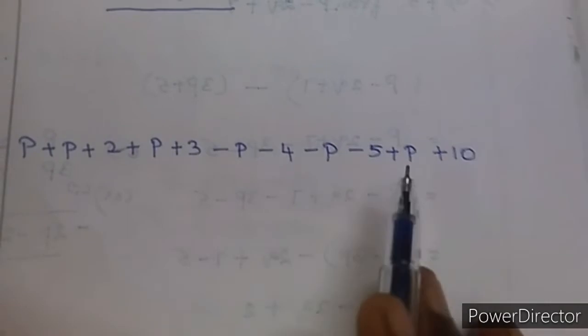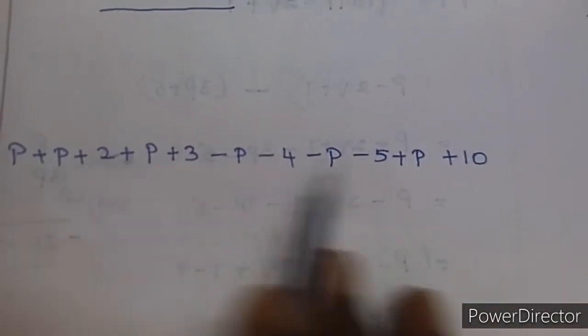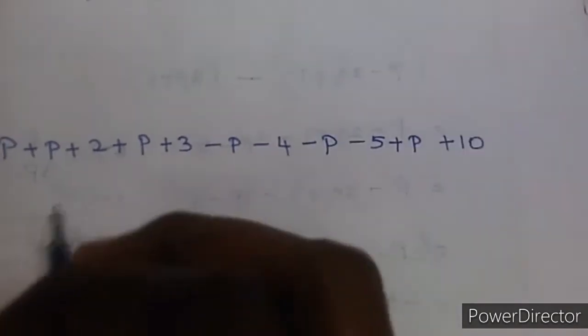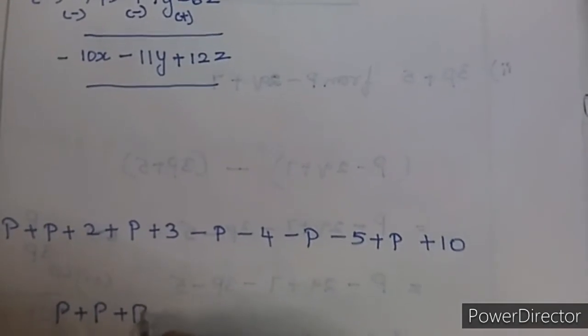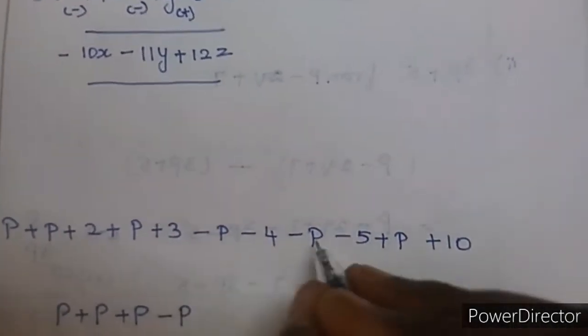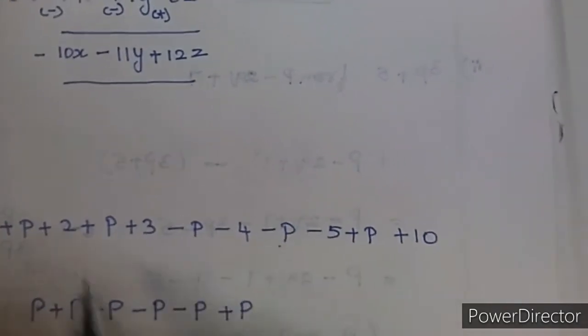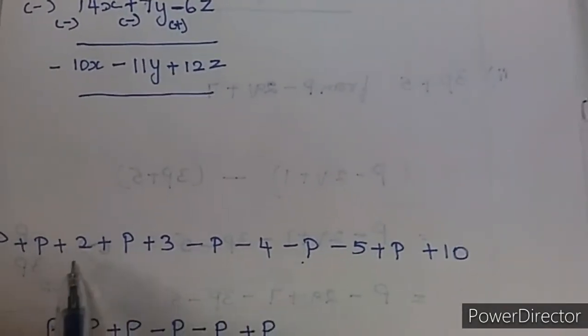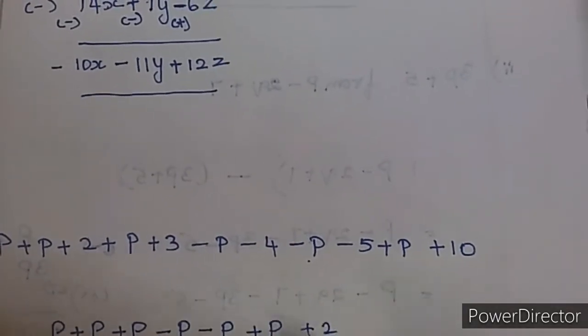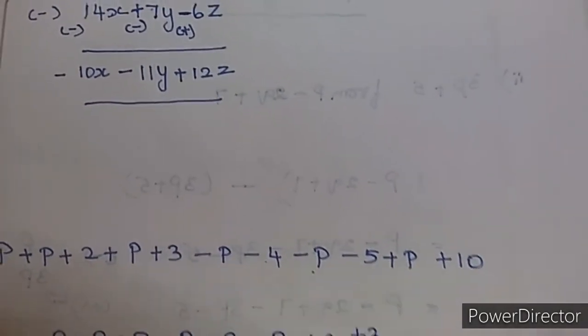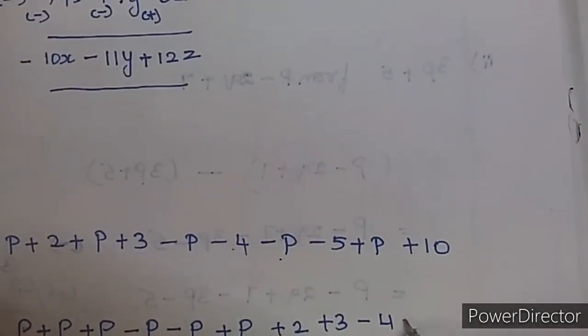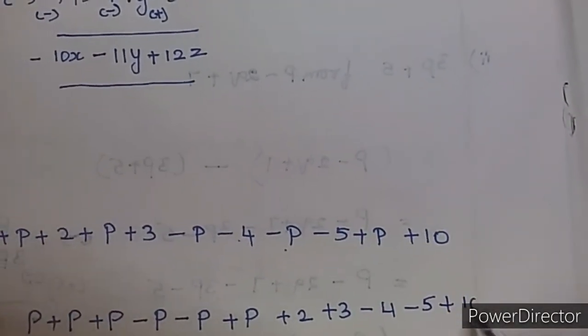Now next subdivision, they given the terms are here. Arrange the same terms equally. So p plus next p plus one more p is given there, and minus p is given here, and minus p is given here, and one more plus p is given here. Arrange that like terms are same. The remaining thing is a constant number is given there. So plus 2 plus 3, now minus 4 minus 5 plus 10.